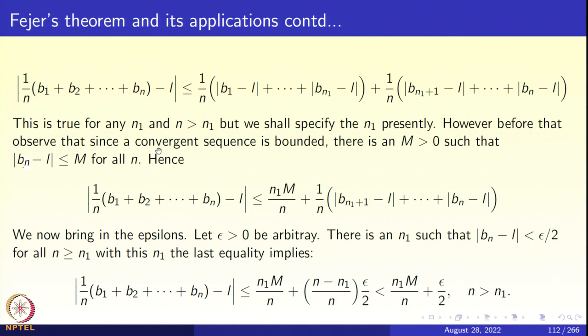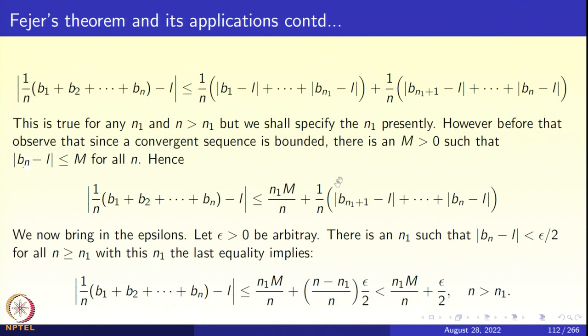However, before we do that, since the bn's were assumed to be convergent, they must be bounded. So there is an M bigger than 0 such that mod bj minus L is less than or equal to M for all j. So in the first piece, we replace each of b1 minus L, ..., b_{n1} minus L by capital M. So we get n1 upon n times capital M. This is what I meant by saying that the first few terms of the sequence may be wild. It may deviate from L a lot, but in any case, these deviations are bounded, and so this bound is taken to be M. So we got this piece n1 M upon n.